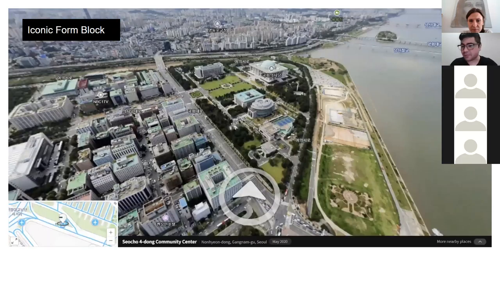Then you have iconic form blocks, which are mainly made of landmark buildings. A lot of the government buildings work this way. They take a huge amount of land, they form a block, and it becomes, you know, public parks, but it's mainly to show the power of the government. So you have the National Assembly block. There's the Olympic block, for example.